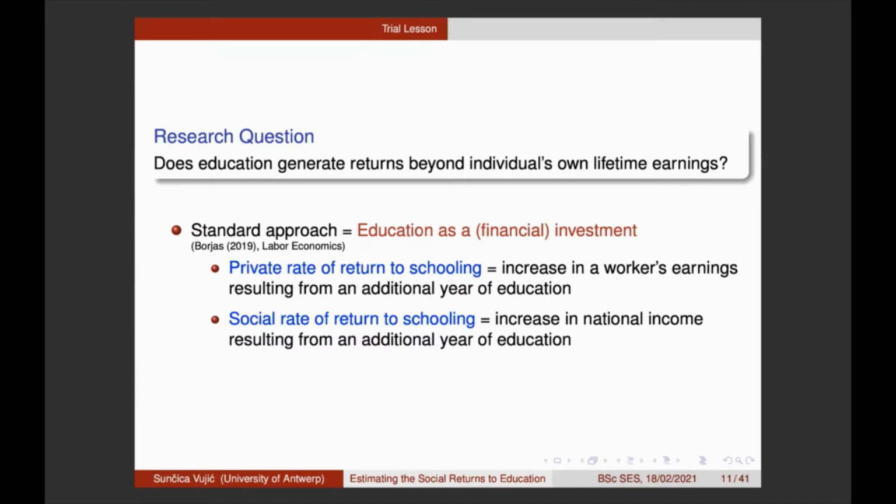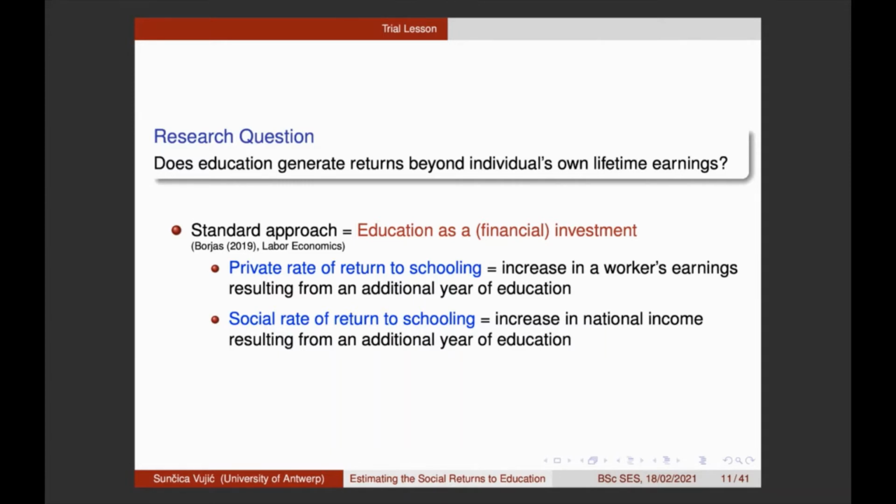Why is it private? It's because you as an individual gain most from this additional education that you are going to follow. At the same time, there's something called the social rate of return to schooling. That is, your education is not just increasing your own private earnings, but it also contributes to the national income, which results from an additional year of education.